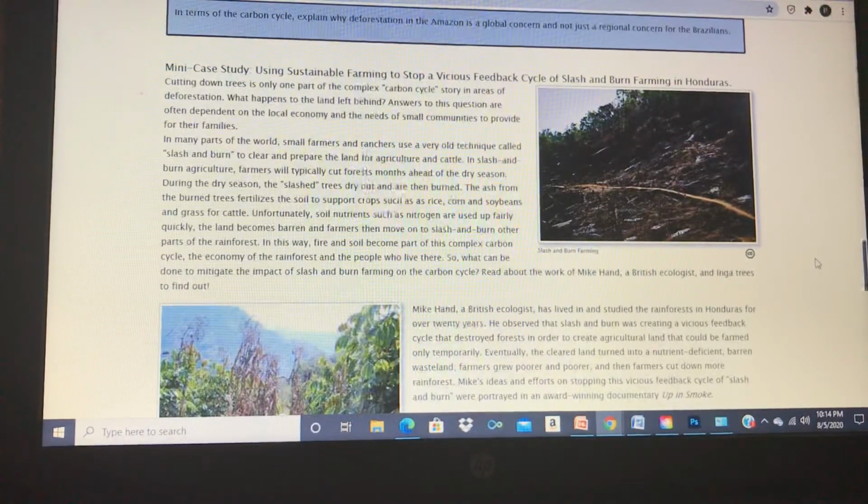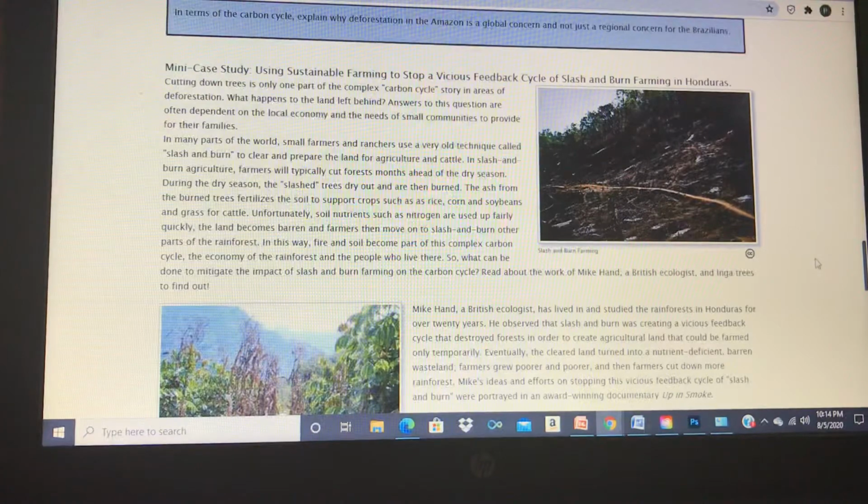Unfortunately, the nutrients, such as nitrogen, are used up really quickly, and the land becomes barren because then the farmers have to move and they slash and burn another area. So then you have this area that has been slashed and burned, and now it's not good for doing crops. It's not good for having cattle or livestock. So you just have this area that is now barren.